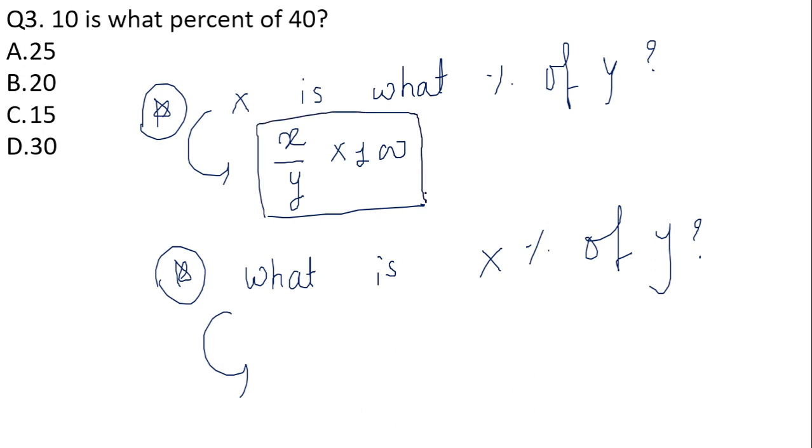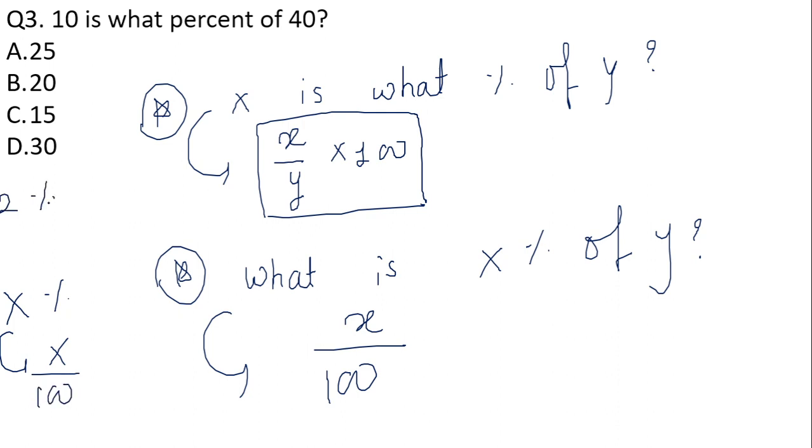Let me explain. What is x percent of y? In this case, x divided by 100. We know that any given percentage, whether 80% or 2% or x percent, represents x upon 100. For example, if I am adding 2%, it means 2 upon 100. So here x percent means x upon 100, and we know "of" represents multiplication into y.